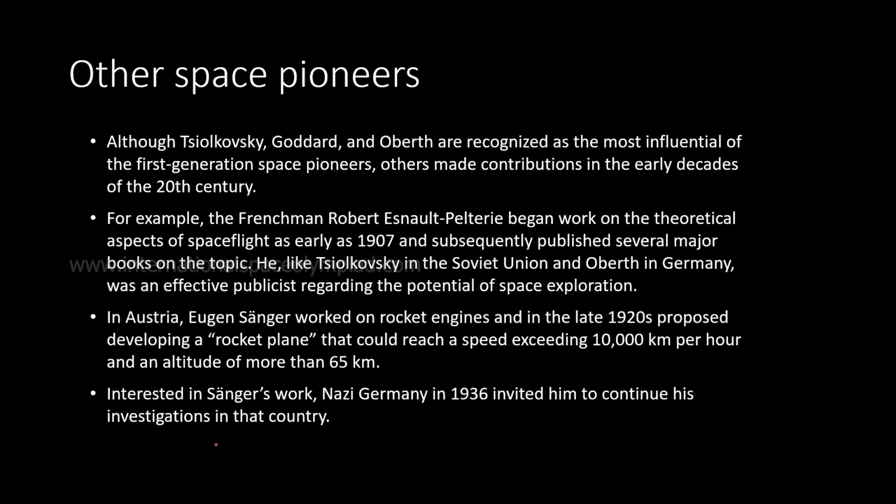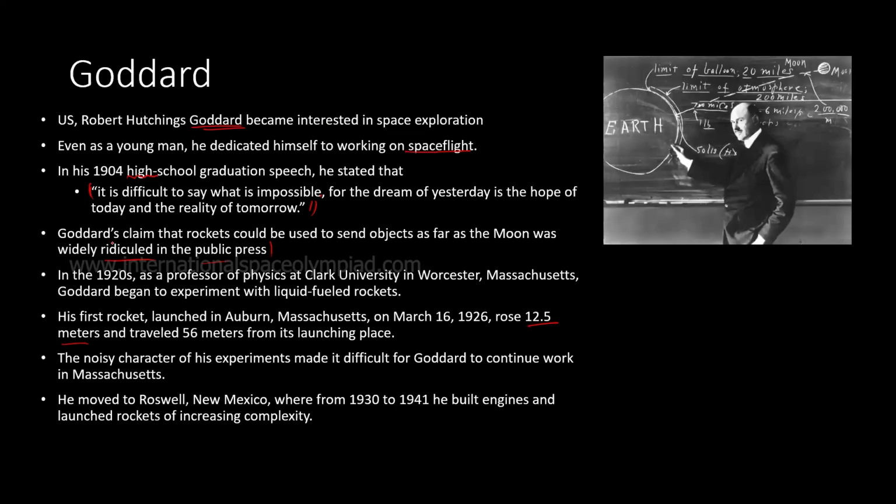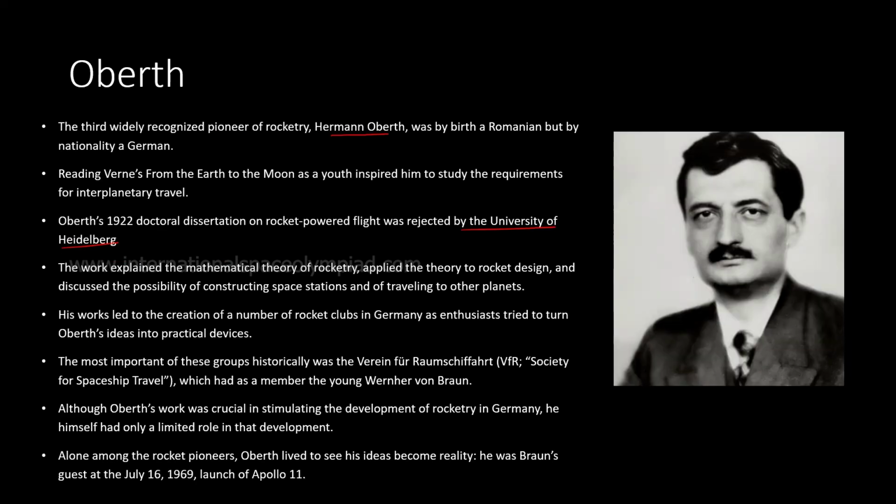Now, the third important person is Oberth, a widely recognized pioneer of rocketry. Hermann Oberth was born in Romania, and by nationality he is German. His 1922 doctoral dissertation on rocket-powered flight was rejected by the University of Edinburgh. See here, in 1922 his thesis got rejected, and in Goddard's case the press ridiculed him, and see what happened later. And he worked in a group.